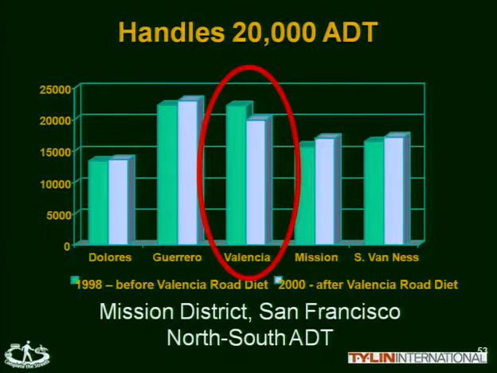You can handle a road diet up to 20,000 average daily traffic. At 15,000 ADT, I don't even bother doing my Synchro analysis, my traffic engineering analysis. Over 15,000, there might be a couple of places where you have to put in a right turn slot if there are lots of pedestrians or something like that. Road diets work, and they slow the cars down.